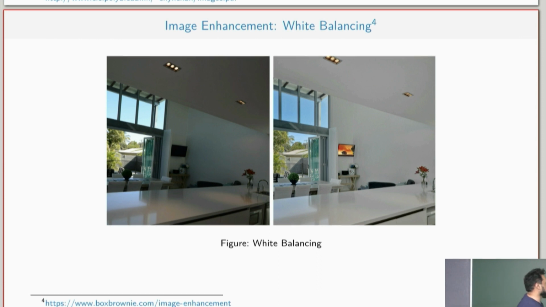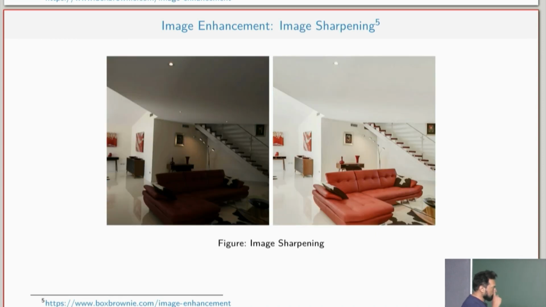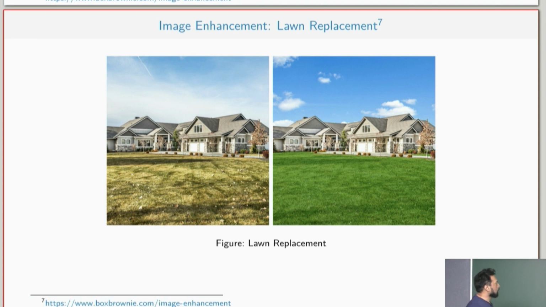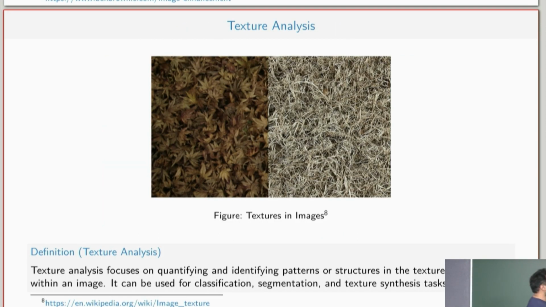More specifically, rather than saying image enhancement, I can say let us do white balancing. The room is a bit dark in the picture, can we make it brighter? Image sharpening, let's say. This doesn't look sharp and we make it sharp. Vertical straightening. This doesn't look vertical here, but then you can do some vertical alignment so that it looks better. Lawn replacement. I want to change this to this lawn. Other things remain the same. All these are now done very well with GAN or any other conditional approach.